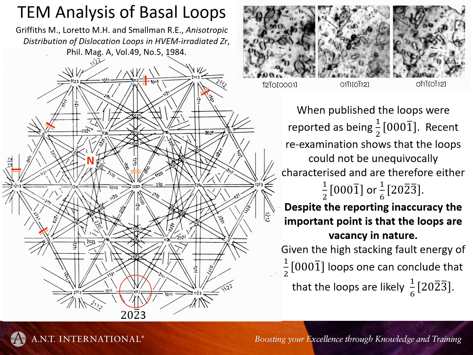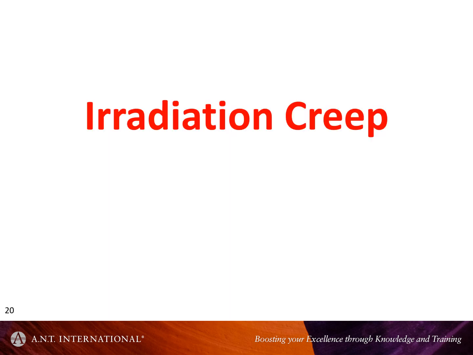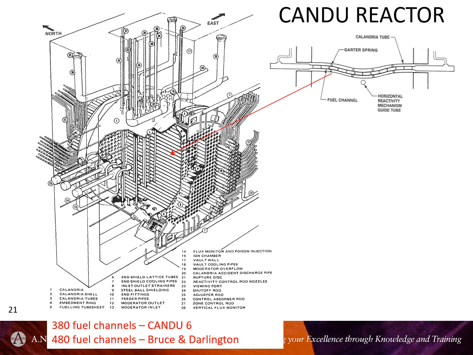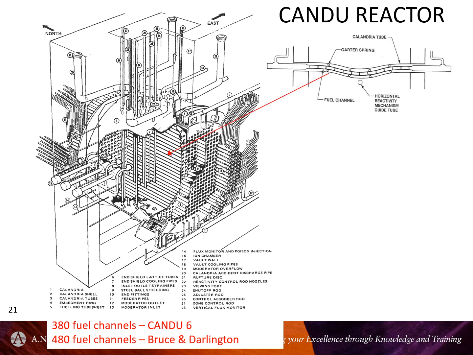So vacancy loops grow with electron irradiation, whether you got them there prior to from neutron irradiation or whether you create them during electron irradiation. So irradiation creep, I've got 5 more minutes to talk about radiation creep. Peter in his talks later will be talking about creep in BWRs and PWRs. So I'll just introduce the CANDU reactor.